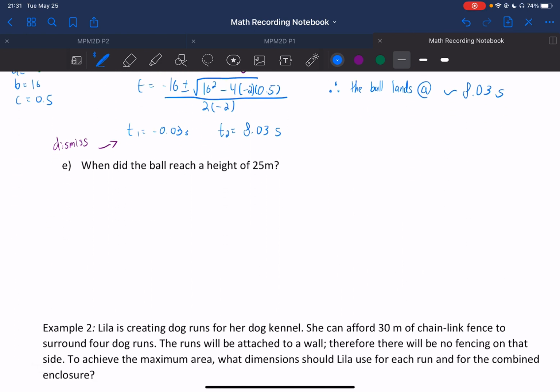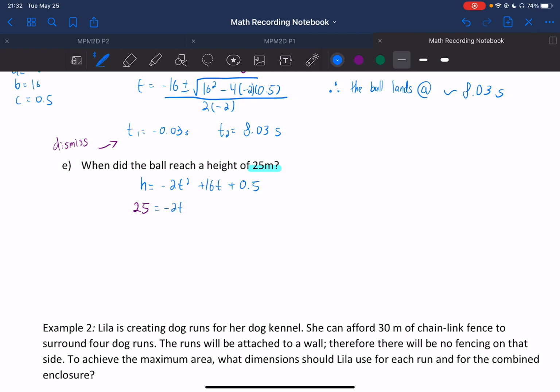Now, the next question it's asking us is, when did the ball reach a height of 25 meters? So this question is asking us to find the point in which the ball has a height of 25 meters. Remember, our equation is h equals -2t squared plus 16t plus 0.5. We're looking for the point in which the height is 25.